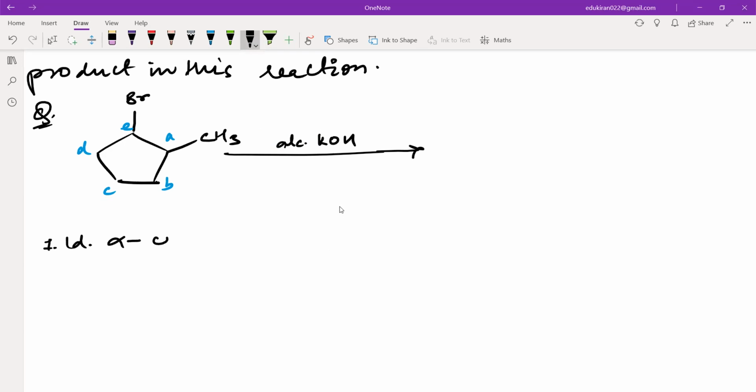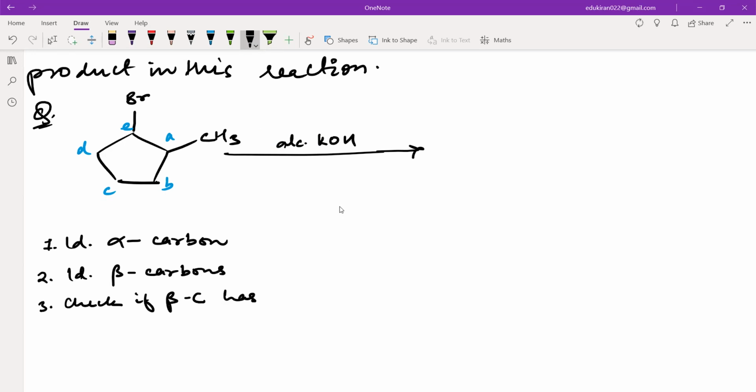Identify the alpha carbon, A. Then identify the beta carbons. Now check if the beta carbon has any hydrogen. Yes, it has. If you are taking care, you will find there are two betas, A and B. Yes or no? Both are beta, no?